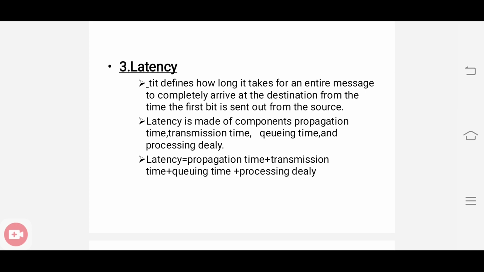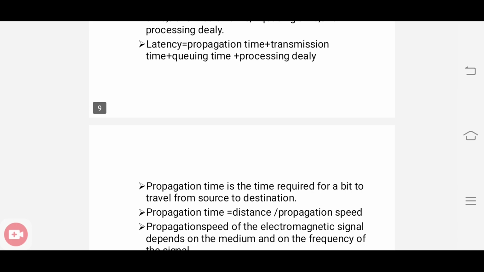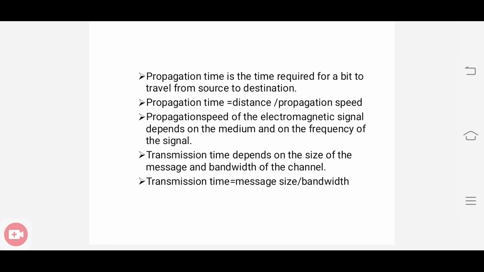So the latency has four components. Which are they? Propagation time, transmission time, queuing time and processing delay. We can see each one of these. Propagation time is the time required for a bit to travel from source to destination. So what is propagation time? It is the time taken for one bit to travel from source to destination. So propagation time is equal to distance divided by propagation speed.